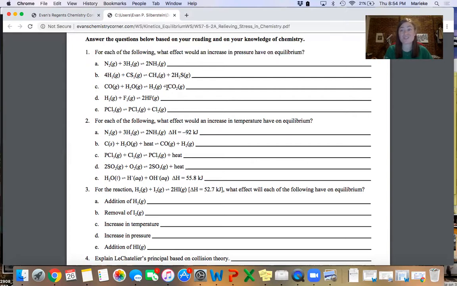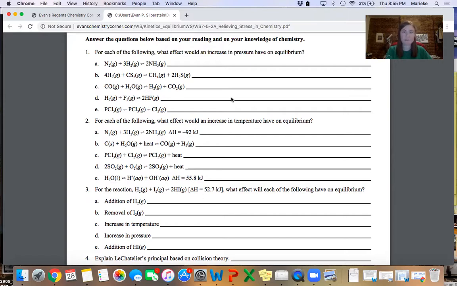So the equilibrium is actually not going to shift at all. Increasing the pressure will have no effect on this reaction because both sides of the equation have the same number of moles of gas. The same is true for D: increasing the pressure has no effect. And then for E, if you increase the pressure, it's going to shift your equilibrium to the left.